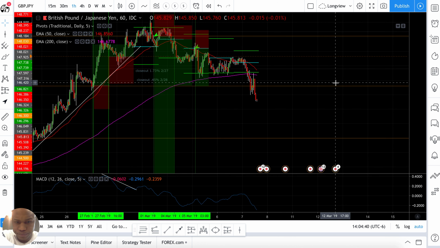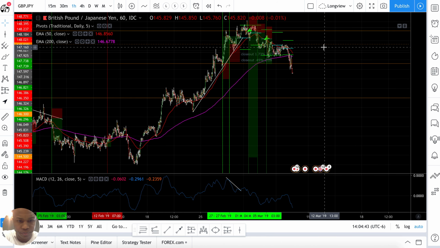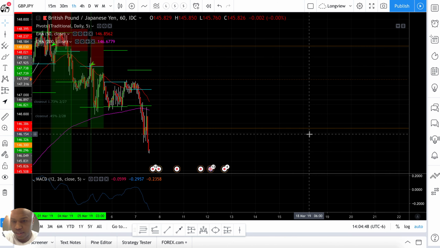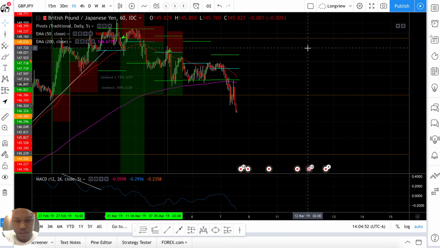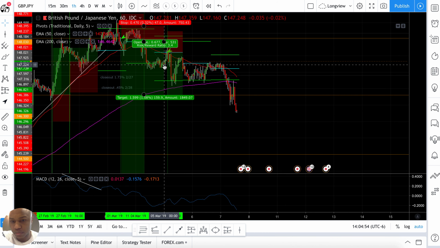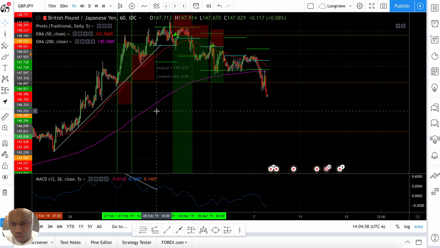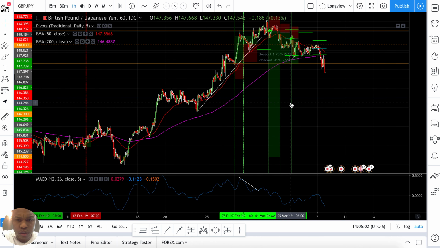GBP JPY. I do like this. This is really nice, actually. Damn, that's crazy. So notice this. I'm in several plays right now. This one still, I think we rolled. If I'm not mistaken. Yeah, we're still rolling here.